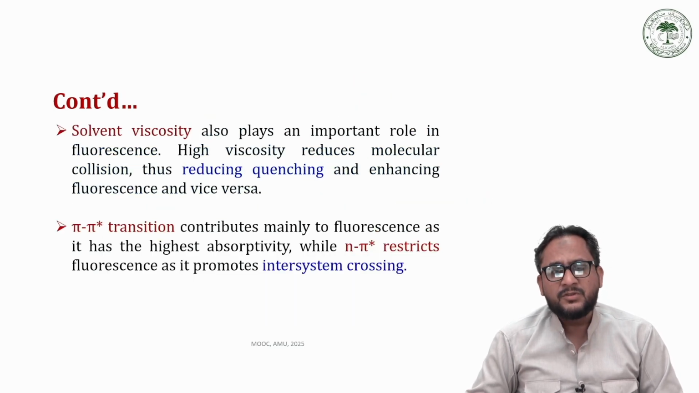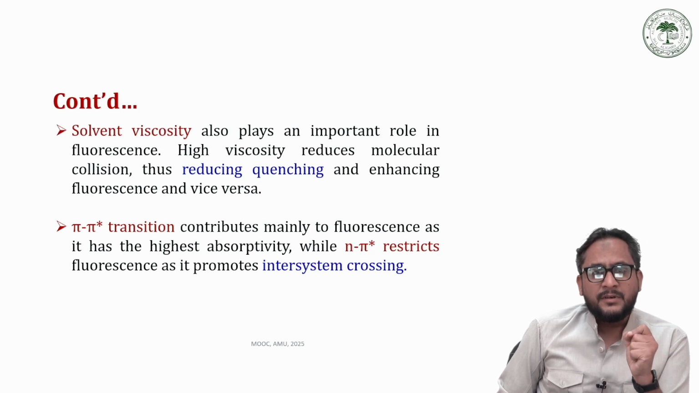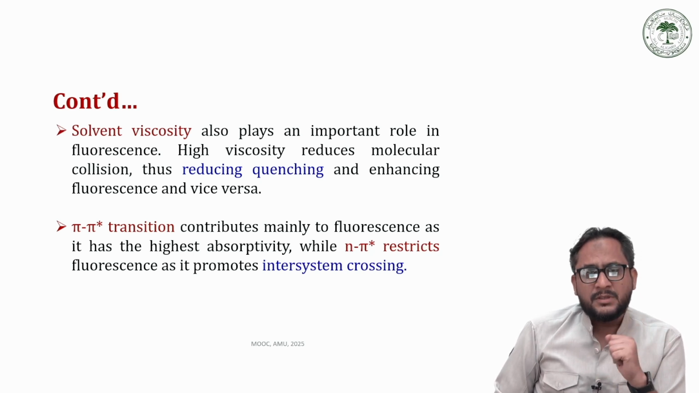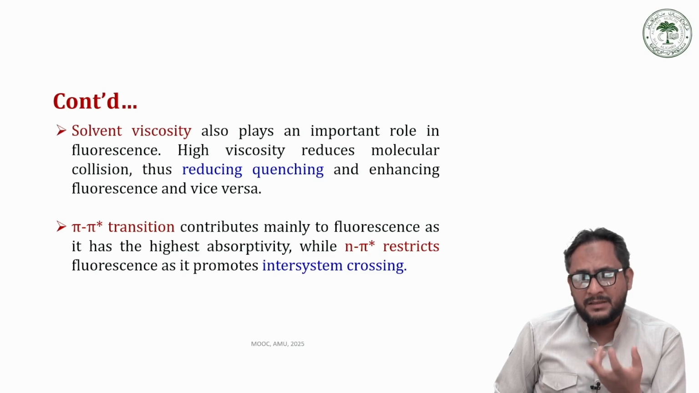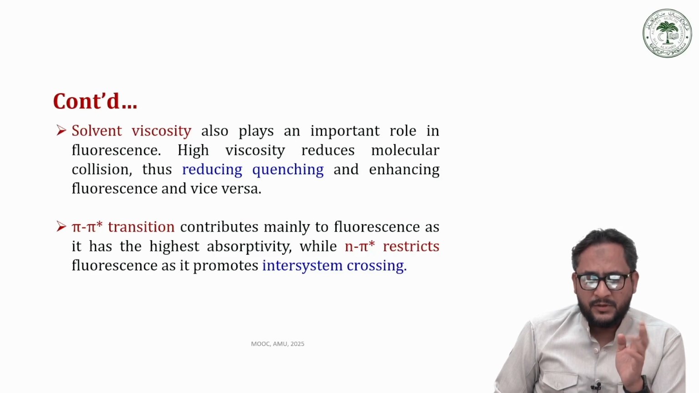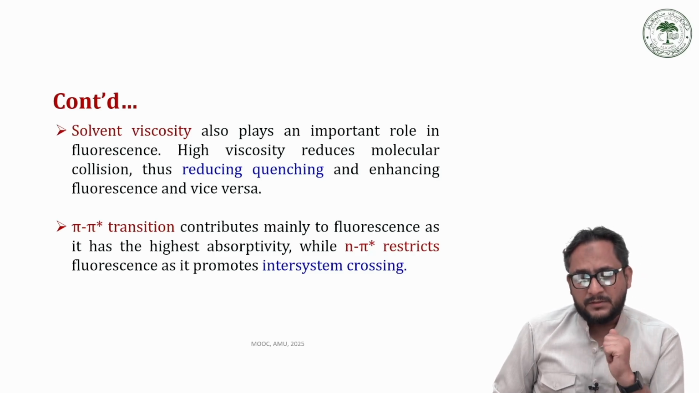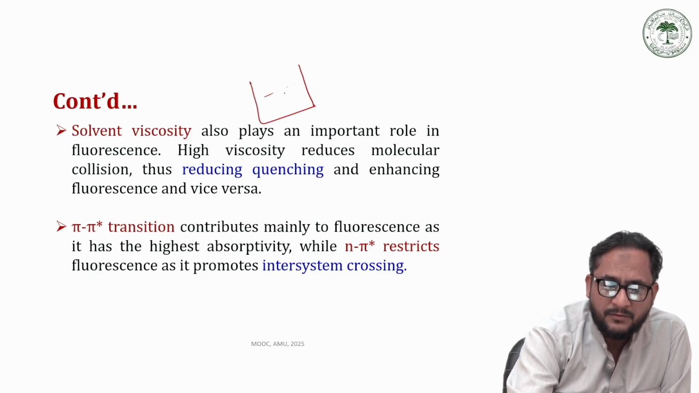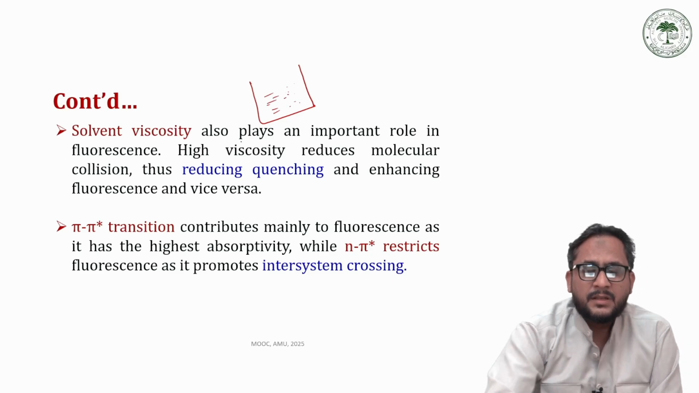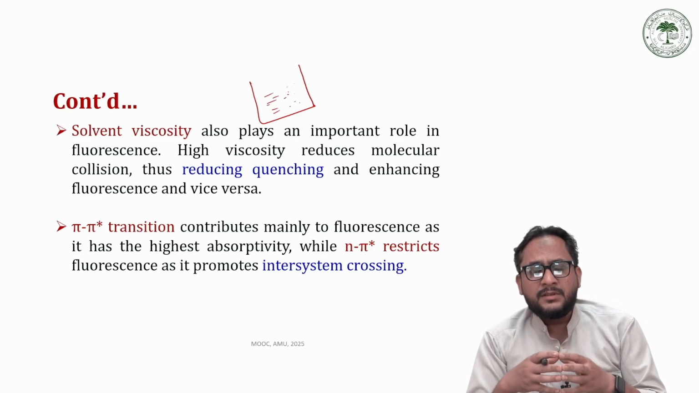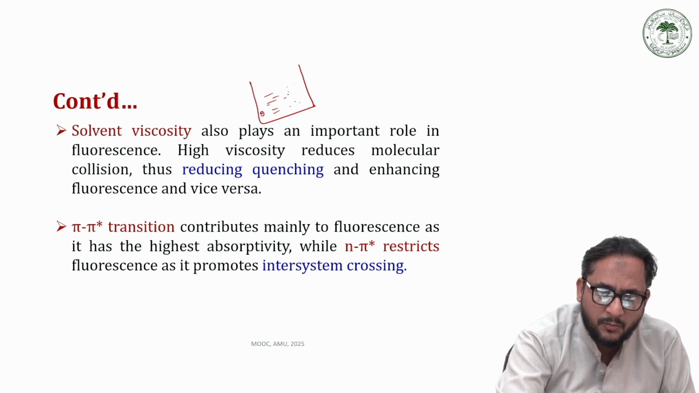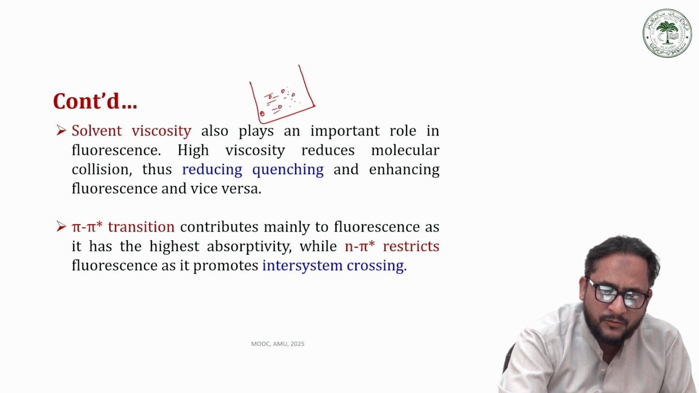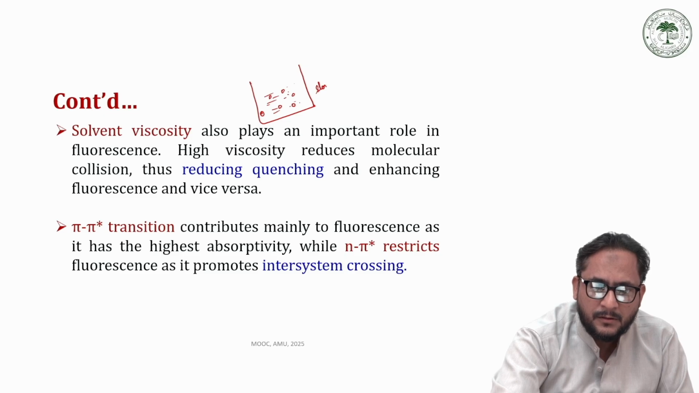Then comes solvent viscosity also, just like we have an electron donating substituent which increases fluorescence, or an electron withdrawing substituent that decreases the intensity of fluorescence. Solvent viscosity plays a crucial role in the process of fluorescence, because if we have a solvent with very high viscosity, in a highly viscous solution molecules cannot move easily, and they move at slow speed.